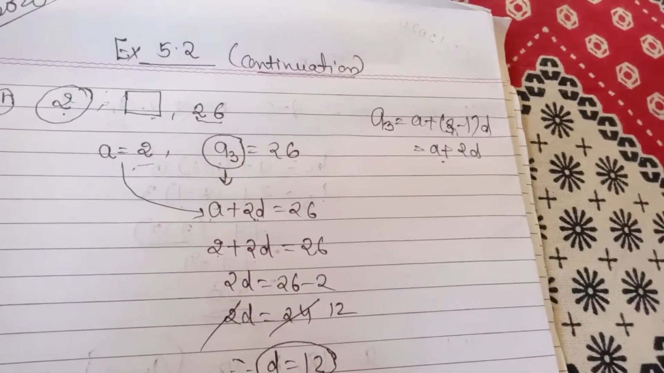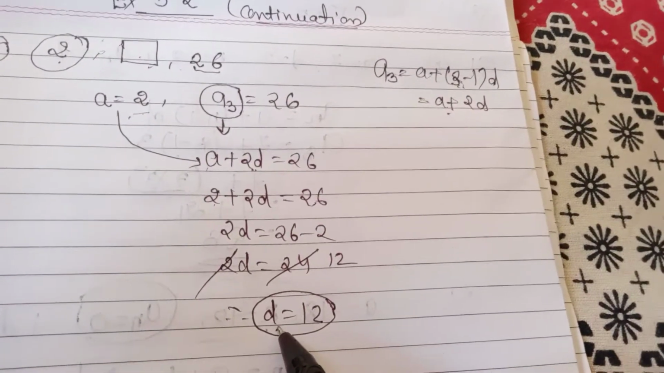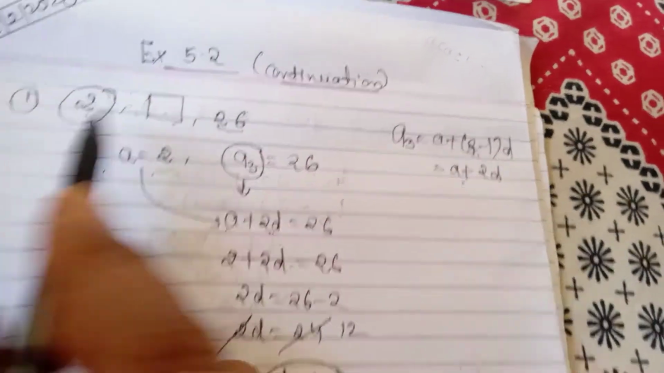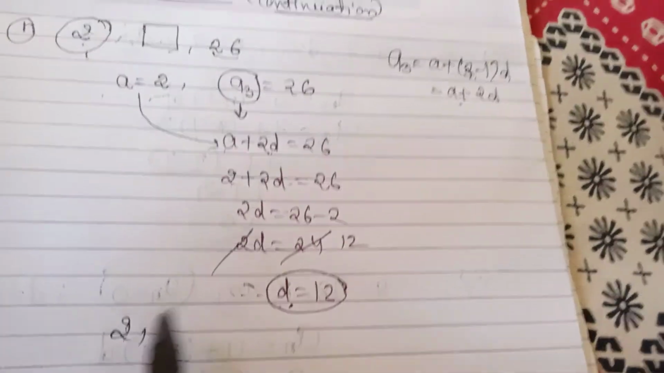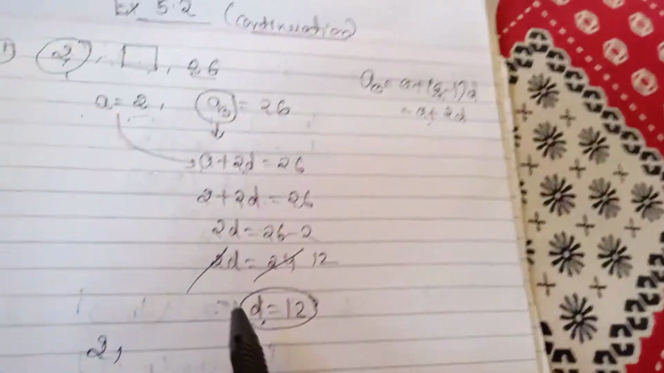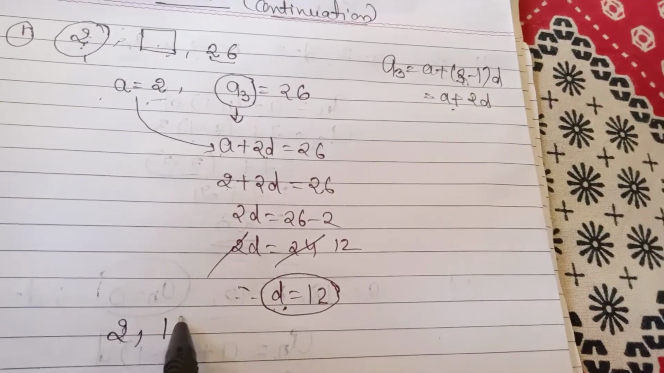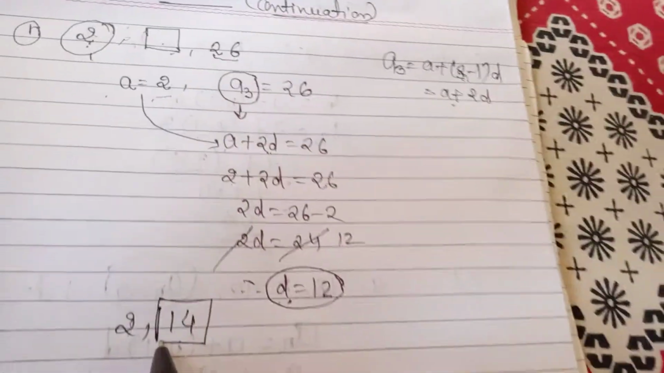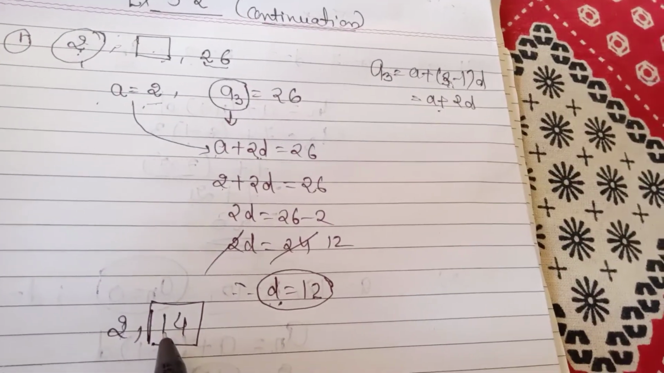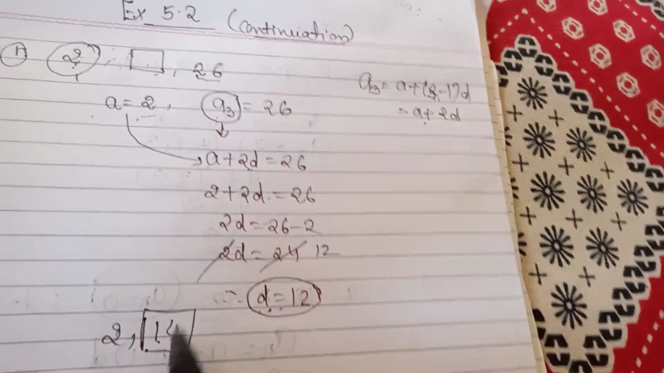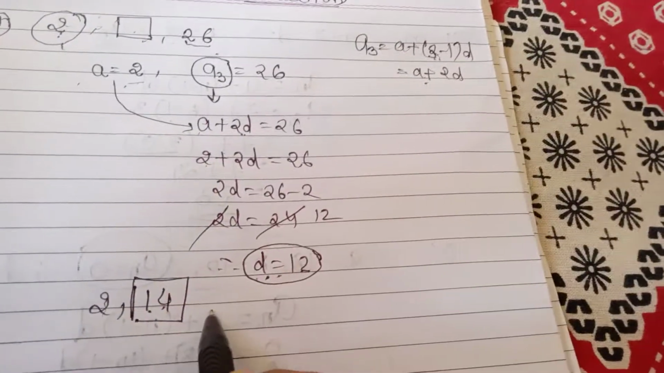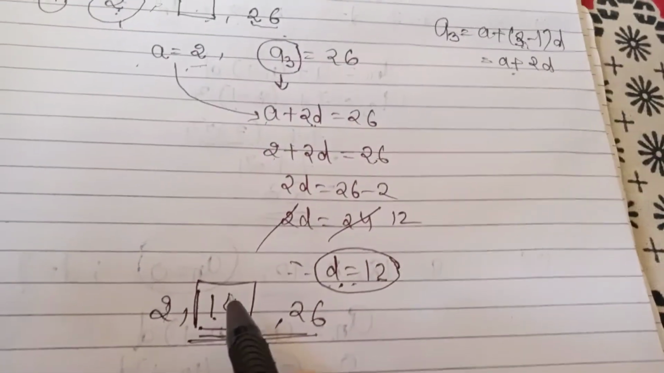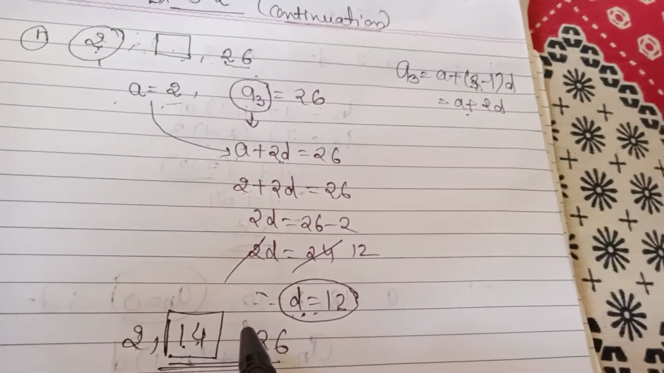Now as we know, we always have to add the common difference to get the consecutive next term. So our first term is 2, so I will write here 2. So what is the missing term? What is 2 plus 12? 2 plus 12 is 14. So that is our missing term. See how we are correct: if I add 14 and 12, I will get 26. So in this way, we have found the missing term of an arithmetic progression.